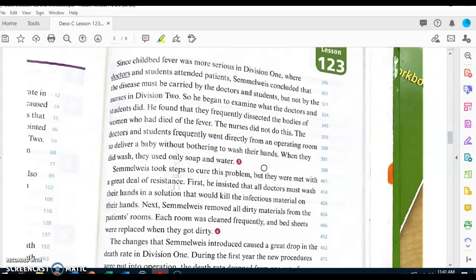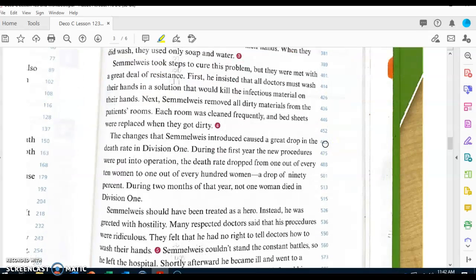Listen to question number 3. What did the doctors and students do that the nurses did not do? So, the doctors and students dissected the bodies of women who had died of the fever. Let's go ahead and highlight it. He found that they frequently dissected the bodies of women who had died of the fever, and we're talking about the doctors and students.